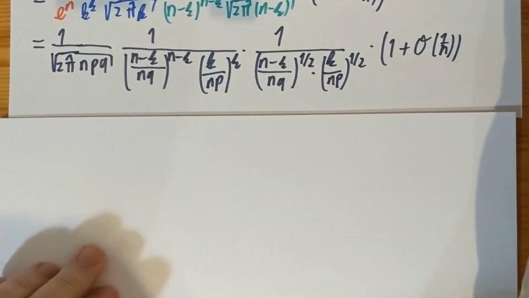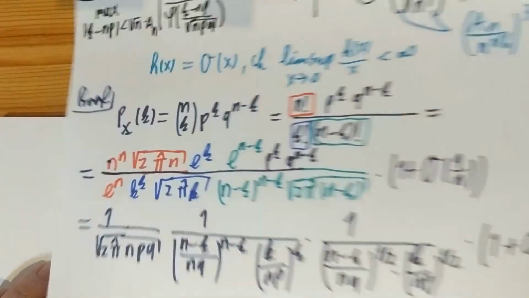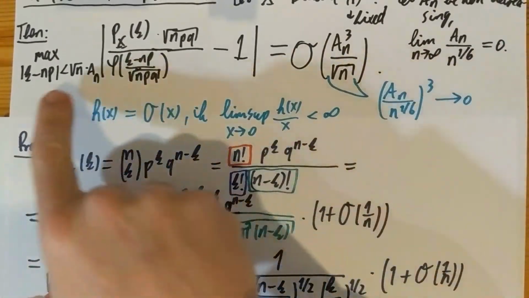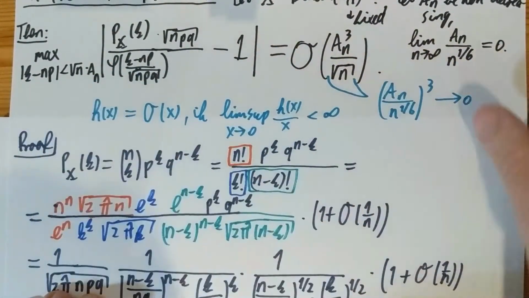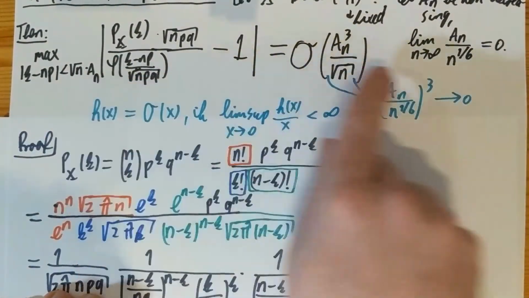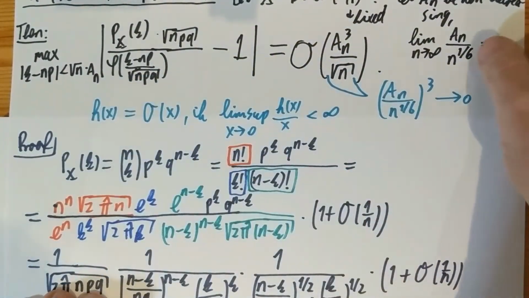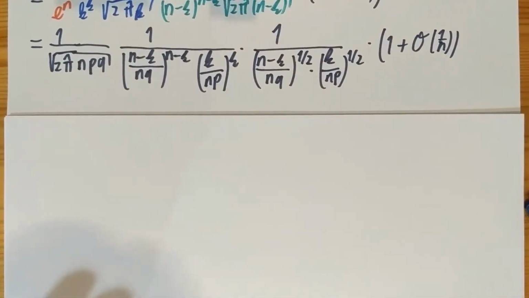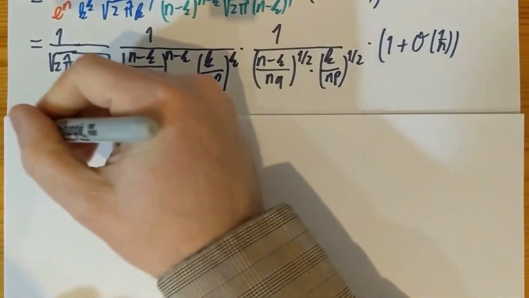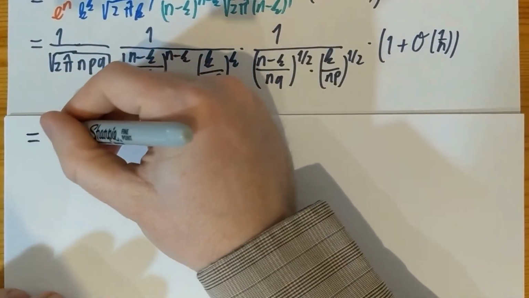K is relatively close to np. So in the statement, k minus np cannot be larger than square root of n times something relatively small, like this is smaller than n to the 1/6. Okay, so the idea I want to make use of is that k is more or less close to np, and therefore I'm going to rewrite this whole formula in the following way.